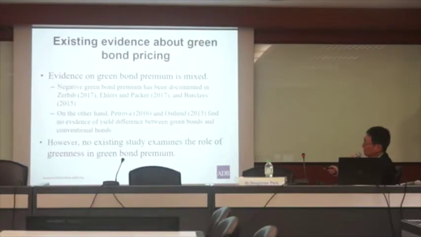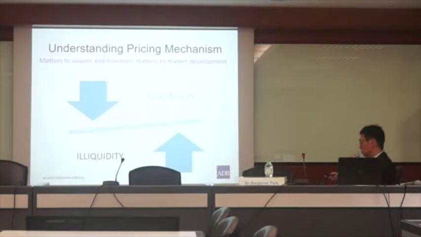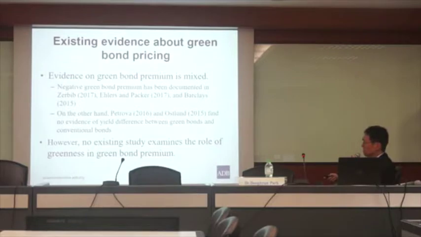Okay, so what is the existing evidence about green bond pricing? And most of these studies, as you will note, are quite recent. And then there are two basic, the evidence of green bond premium, whether there's a green bond premium, whether there's a green bond discount, or whether there's no difference between price of green bonds and the conventional bonds. The evidence on that is mixed, decidedly mixed. One group of studies finds that there is a green bond discount, if you will. In other words, the yield is lower than comparable conventional bonds.